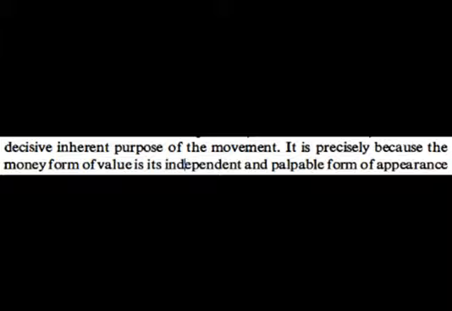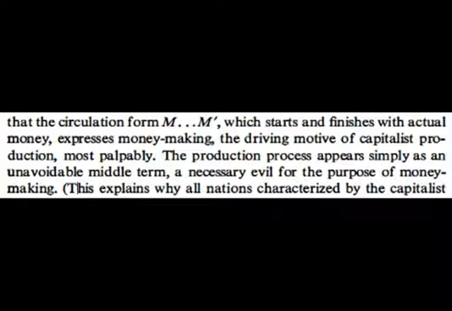From the standpoint of money, he says on the next page, 137, it is precisely because the money form of value is its independent and palpable form of appearance. I always watch with Marx's stuff about appearance, that the circulation form M to M prime expresses money-making, the driving motive of capitalist production, most palpably. The production process appears simply as an unavoidable middle term, a necessary evil for the purpose of money-making.